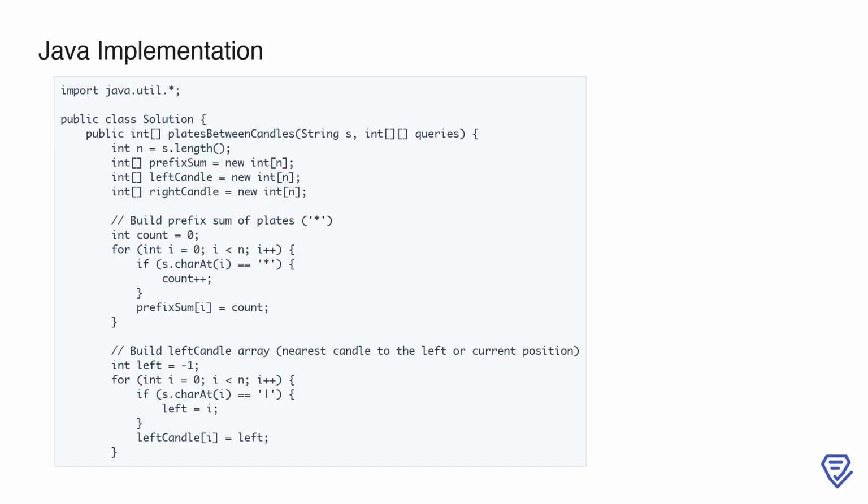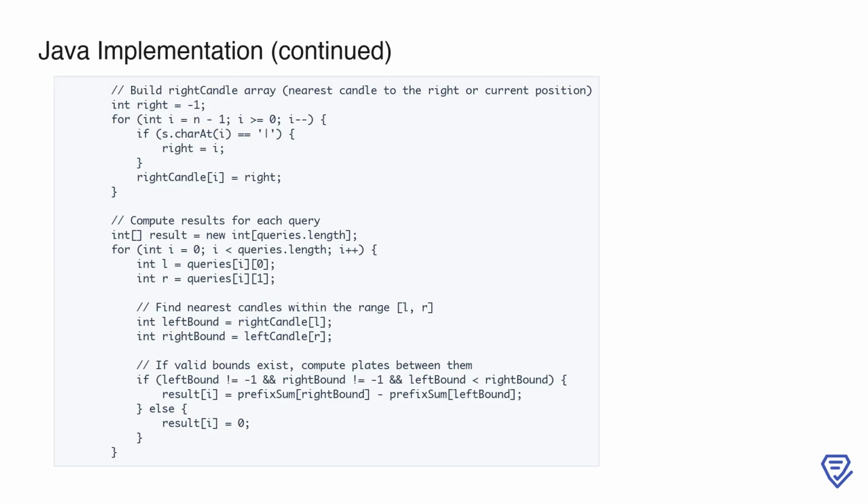Additionally, we construct the left candle array, which tracks the nearest candle to the left of each position. Using a variable left initialized to -1, we update the position whenever we encounter a candle, and assign this value to the left candle array for each index. Next, we construct the right candle array, which serves a complementary purpose to left candle by tracking the nearest candle to the right of each position.